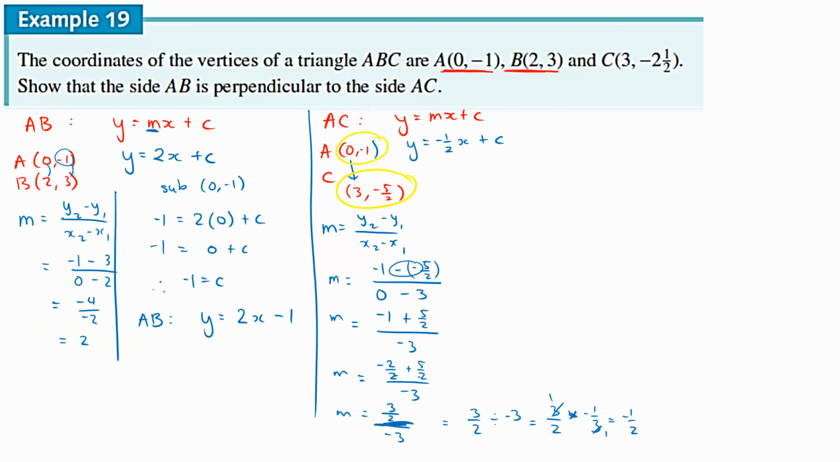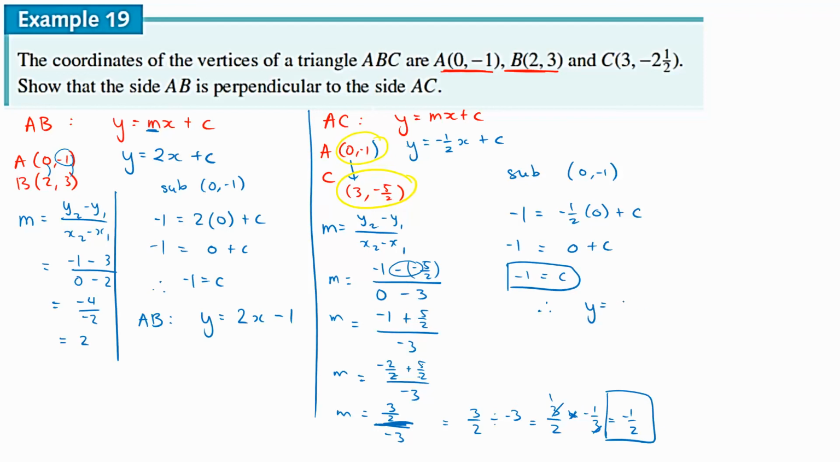I'd probably choose A because it's got a 0 and -1. So sub 0, negative 1 in, and now you've got negative 1 is equal to negative half times 0 plus c, and this now gives me 0 plus c, negative 1, so c equals negative 1. Okay, and so there you go. So therefore, the equation is y equals negative half of x minus 1.